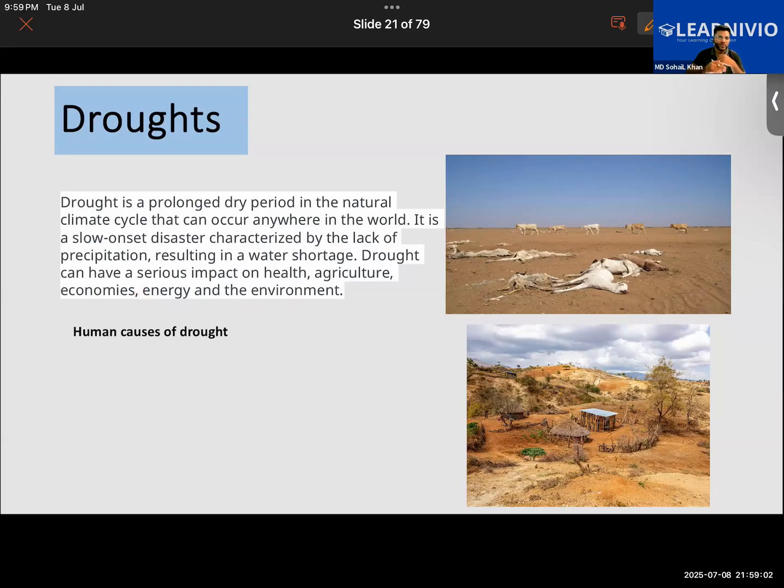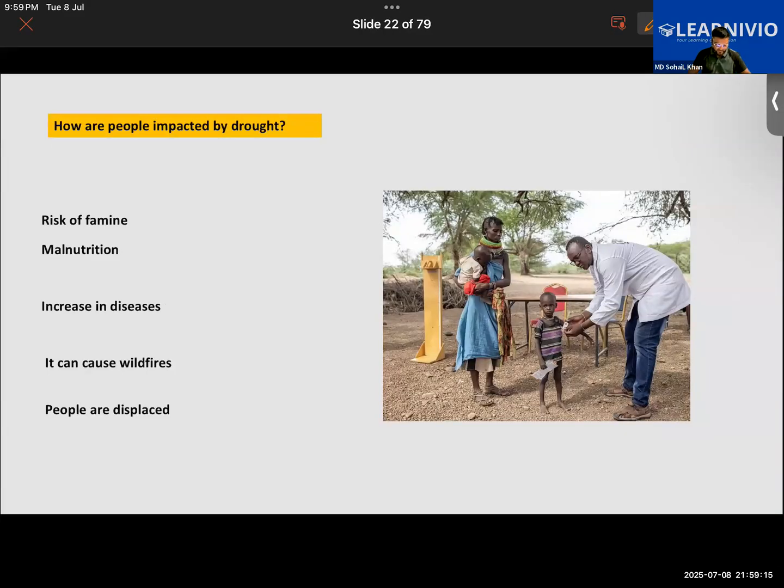People have to relocate to urban areas in search of jobs. Okay, so yes, that is drought. That is drought. And drought affects people in various ways. We'll be learning about that.